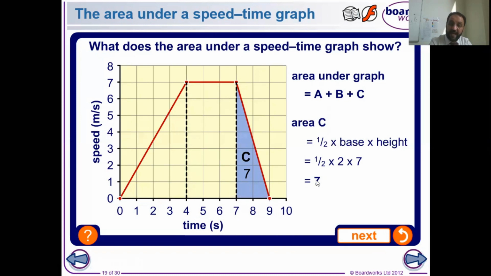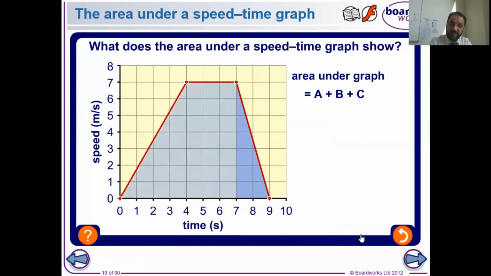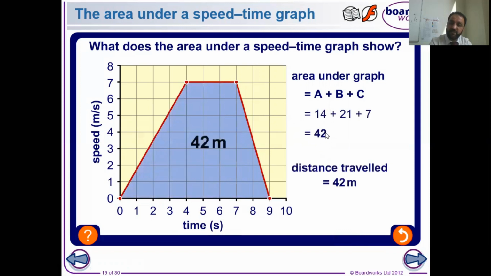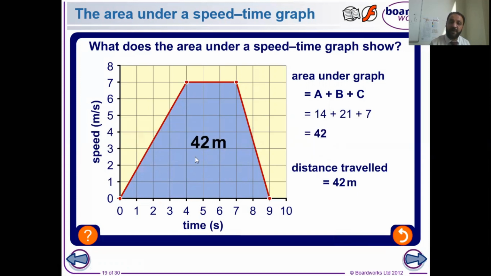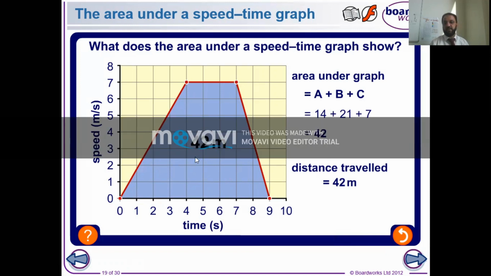Okay, now you will add all three, A plus B plus C. That is 42. So 42 meters is the total area of this graph. So it means this total 42 meters is the distance traveled by that car. So if you calculate the area under the speed time graph, it will give you the total distance traveled. Is it clear?